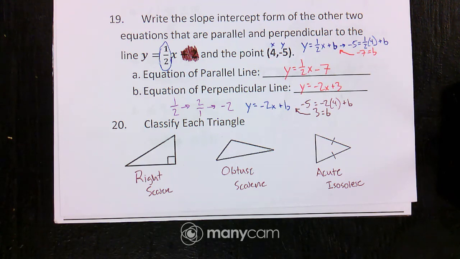What are my other possibilities? I have an equilateral triangle, equiangular triangle, right? Okay, so just know that.